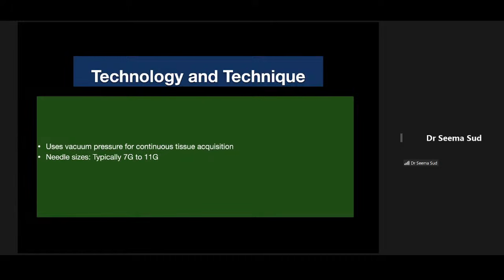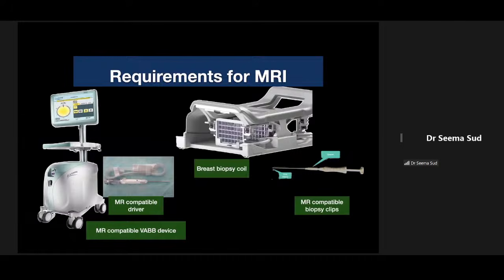What we are using is a 10 gauge needle. And what do we require for a biopsy? You'll require an MR compatible device. We have a BARD device. It looks like this. This stays outside the MR room and is connected to the MR compatible driver by a long tubing. Then a breast coil, biopsy coil, is absolutely essential.